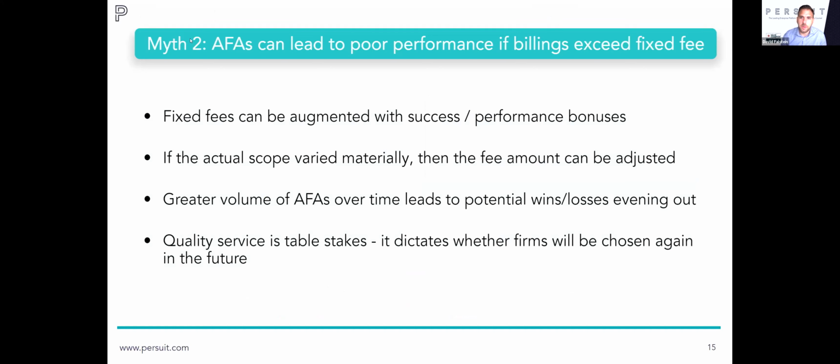What about the second myth here? I talked about leverage. What do you think, Laura? Does that mean that you're going to get a worse service out of your firms?